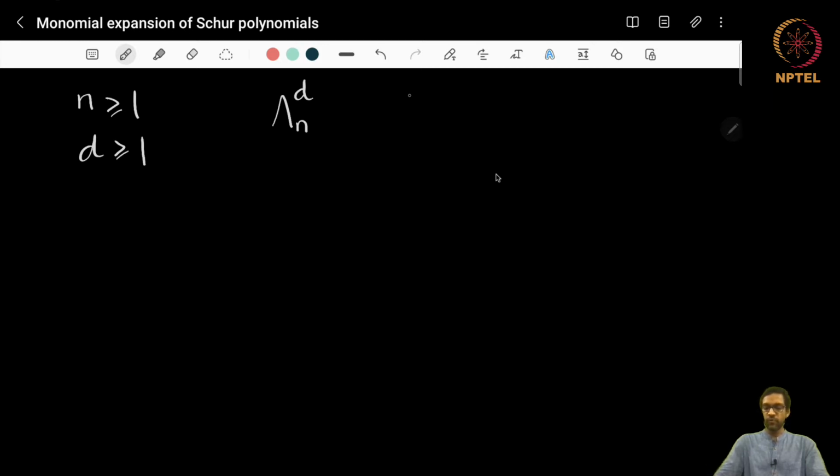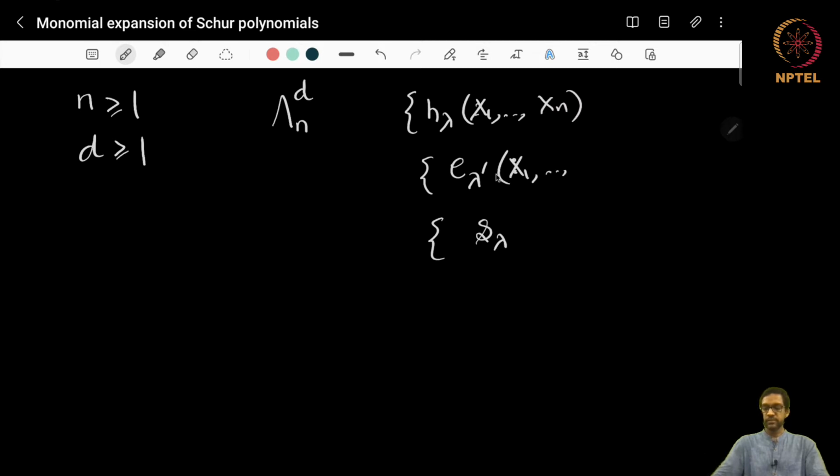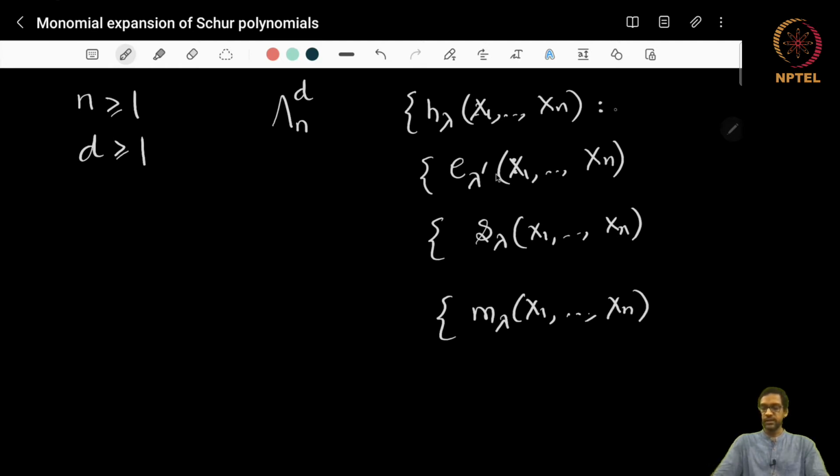has four bases now. You can look at the h lambdas, the e lambda primes, the Schur functions, all of this in n variables. So this is h lambda of x1, x2, ..., xn, e lambda prime of x1, x2, ..., xn, and finally the monomial symmetric functions or symmetric polynomials. So there are these four classes, and each of these is parameterized by partitions of d into at most n parts. So here are four bases.